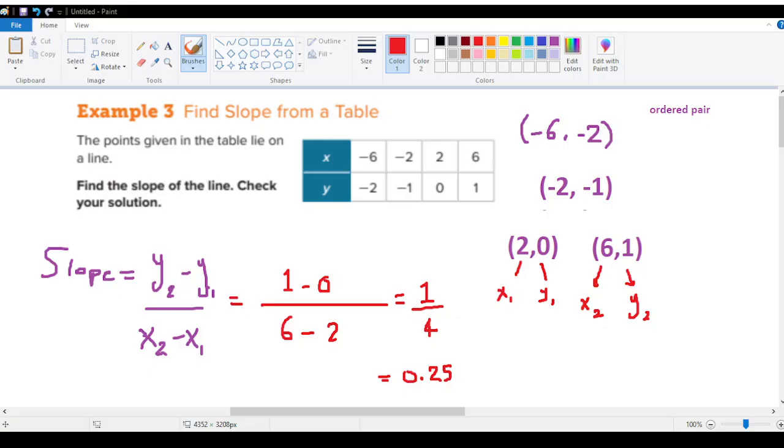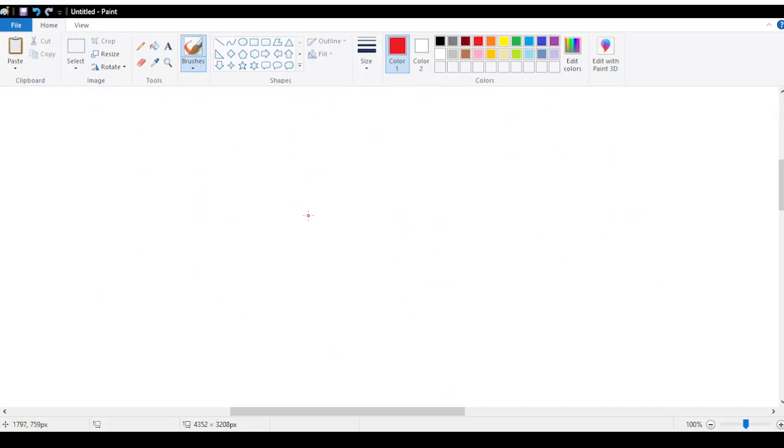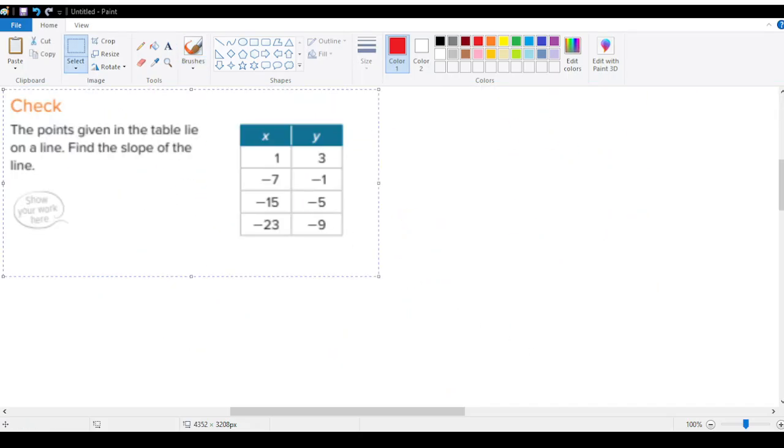Now I want you to solve this example. You don't need to write the whole points. You just write the points which make you feel comfortable. So I need you to solve this question. I'm going to pause.